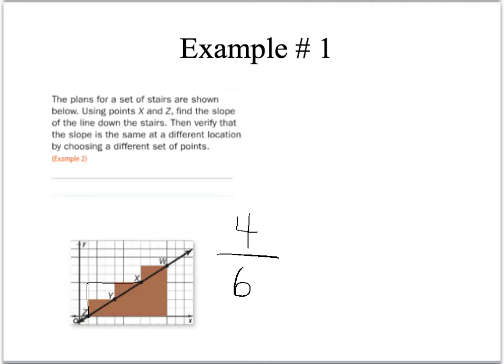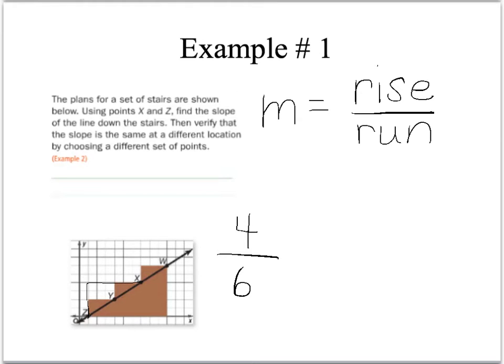And if you recall, why was I counting the rise over the run? Because the slope is represented by the letter M, and we always count it as the rise over the run. And so my slope for X to Z or Z to X is a positive slope, 4 over 6, and I can reduce that to 2 over 3.